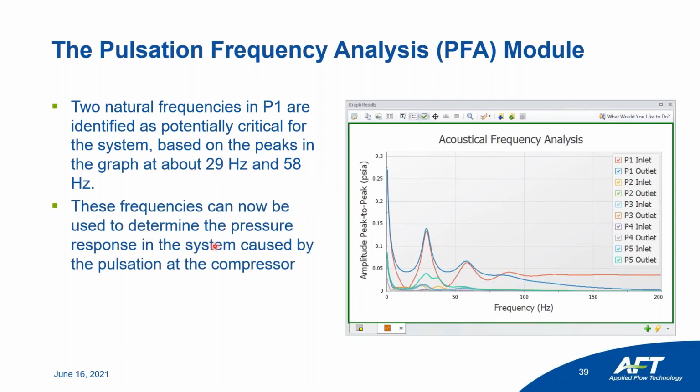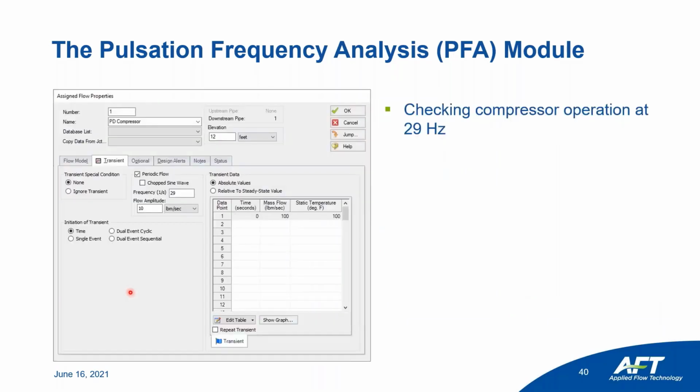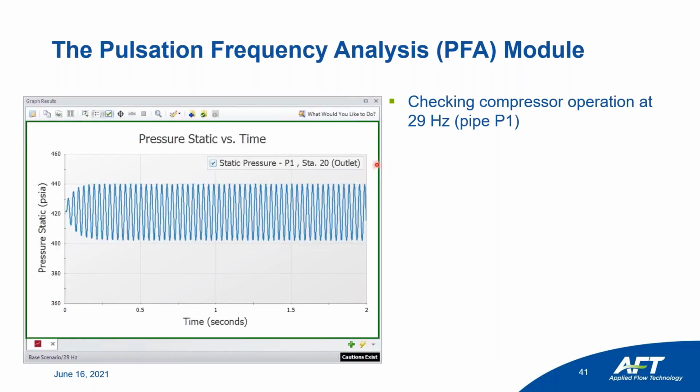So now, these frequencies can be used to determine the pressure response of the system caused by pulsation in the compressor, and to see whether, if the compressor operates near those frequencies, it would be compliant with API 618. So now we check the compressor operation at 29 hertz, as you can see. Here we run the compressor at 29 hertz using the PFA module. And here we have the pressure static response at 29 hertz.